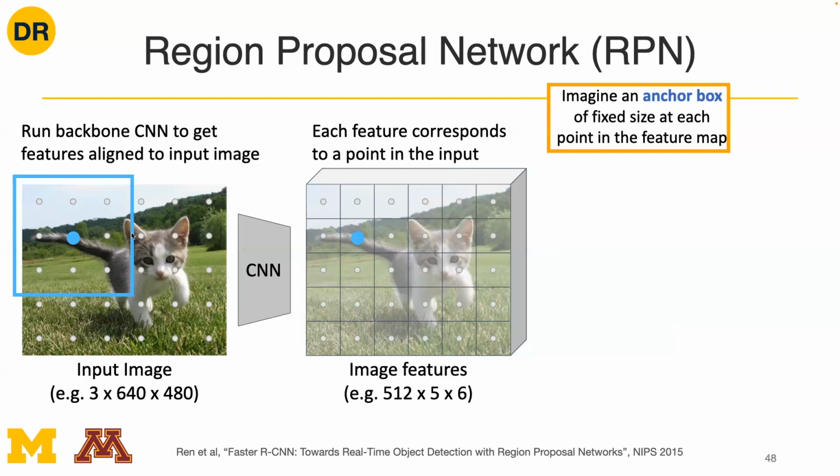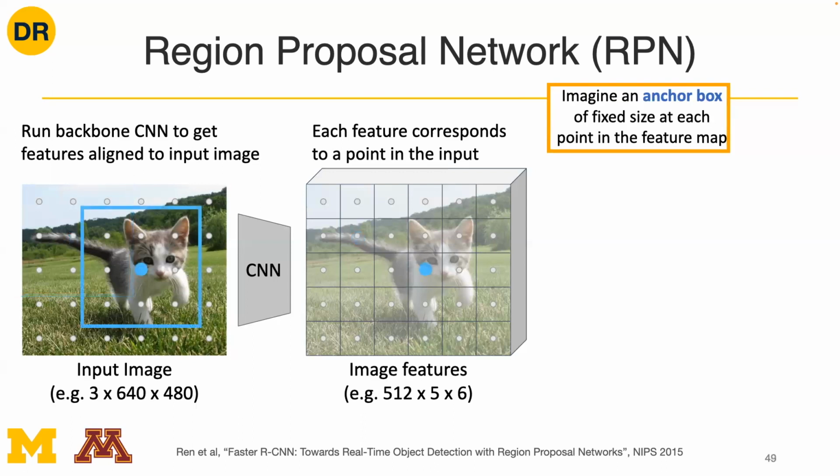And so maybe we could define a classifier that would take just this feature vector and predict whether the corresponding hypothetical anchor in the input image is a region that we should consider of interest. That's the intuition. And so that's how the region proposal network is ultimately going to work. So now we just have to figure out how we can set that intuition up as a training objective.